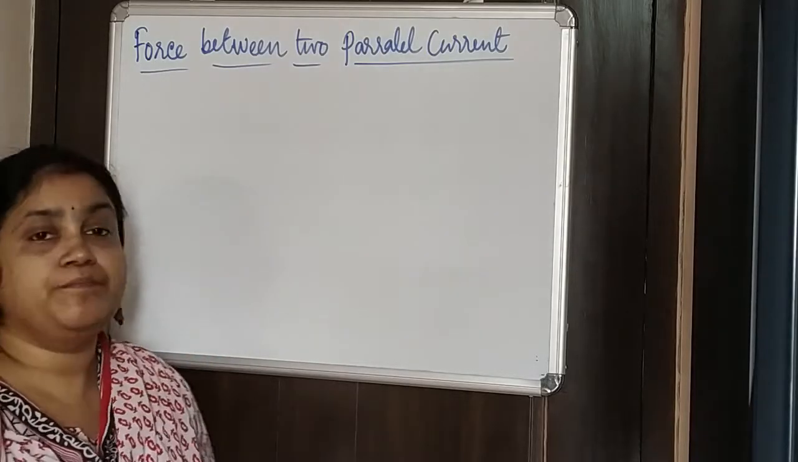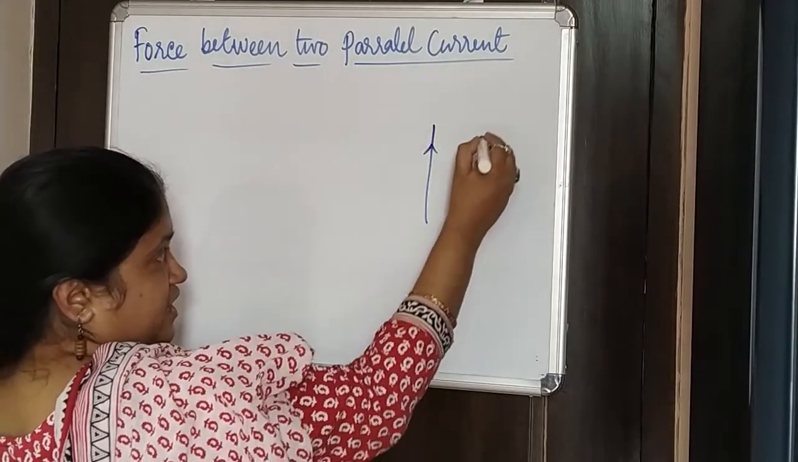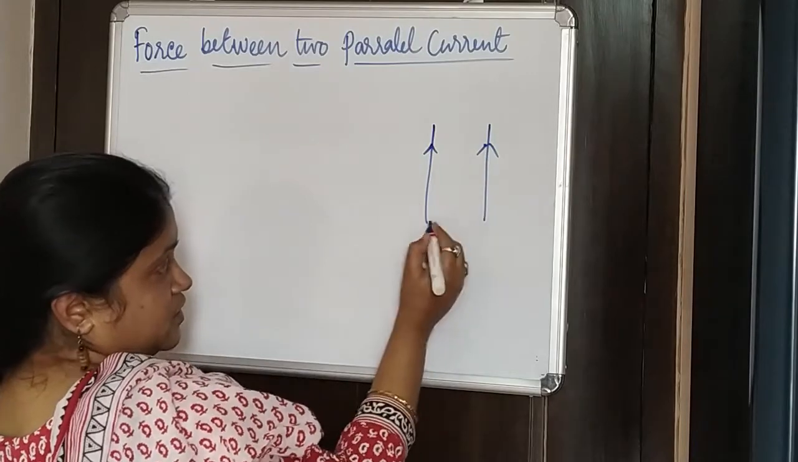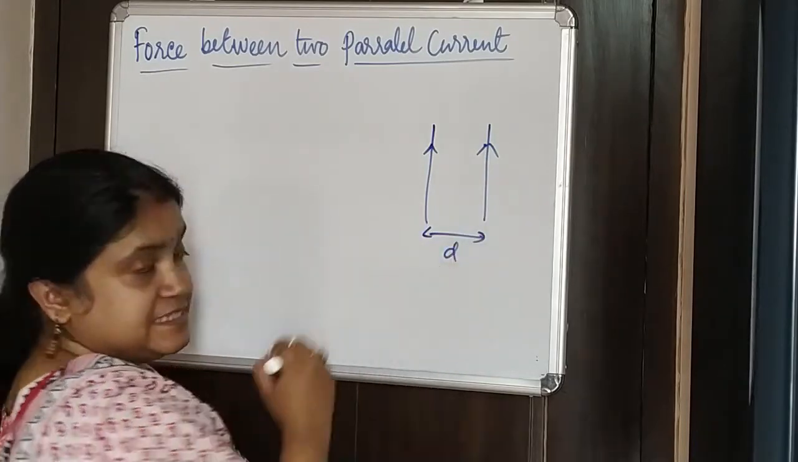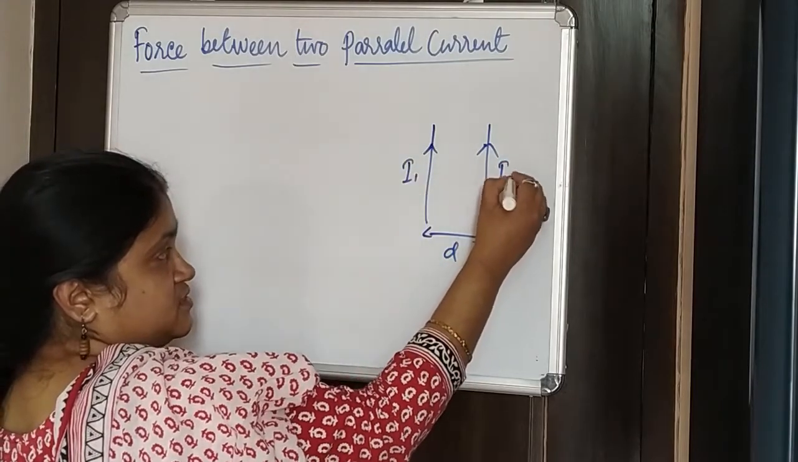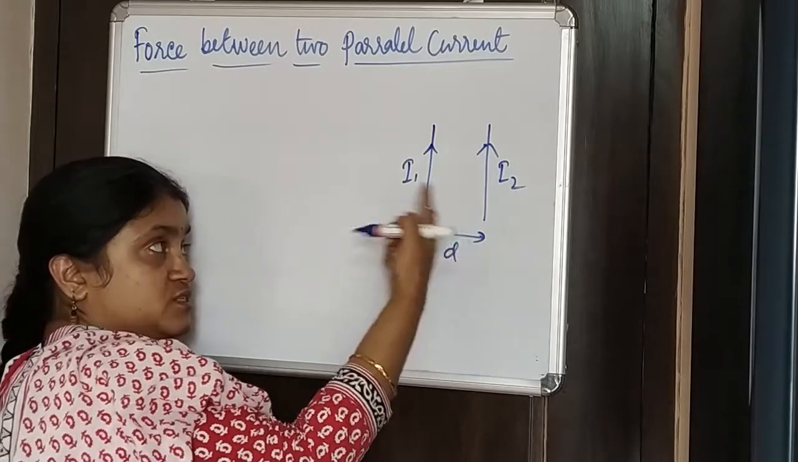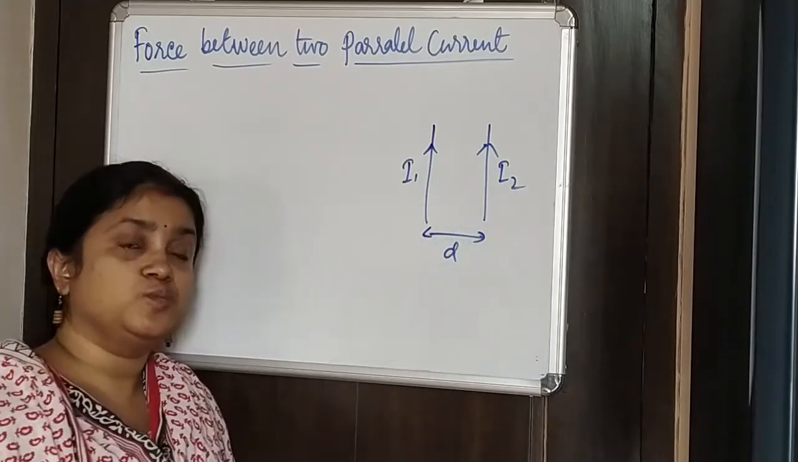Force between two parallel currents. Now suppose I have two parallel current carrying wires and the distance between them is D. This wire is carrying current I1 and this one is carrying current I2. So we have to see what is the force that is acting between these two.